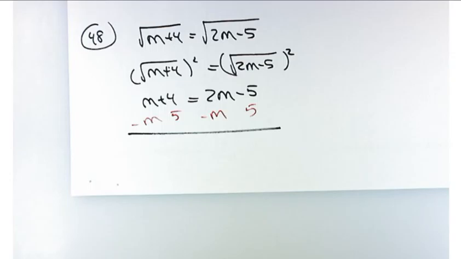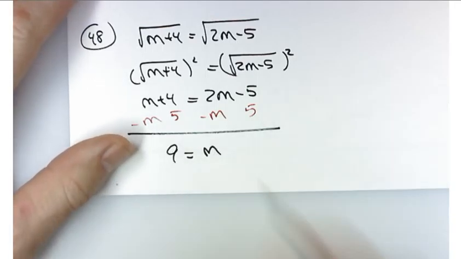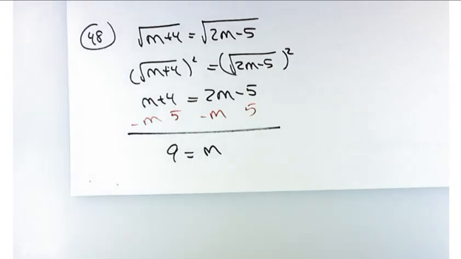What equation do I get? Jamie? Yeah, 9 equals m. Wow, that was easy. All right, we still have to check our answer.